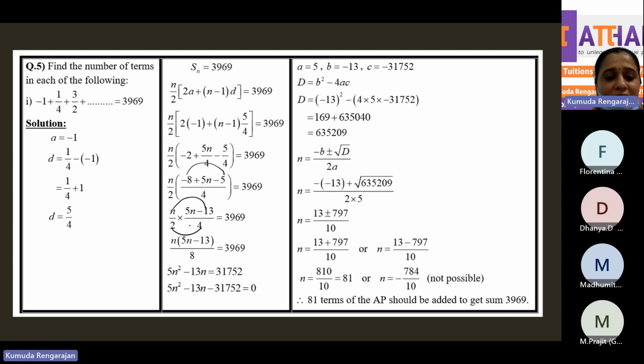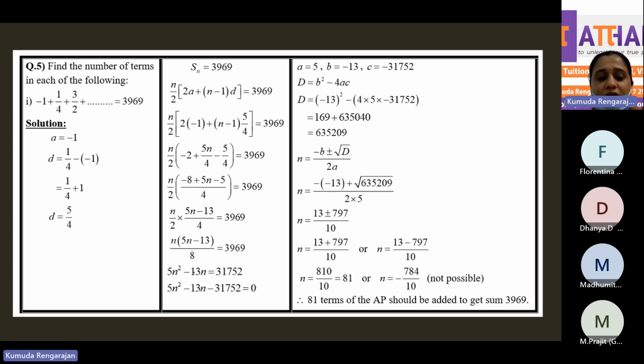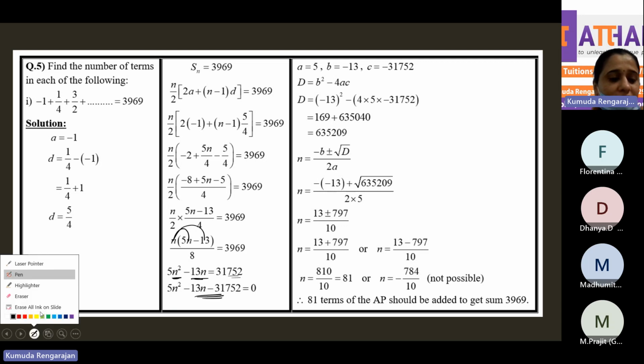Multiply the numerators, multiply the denominators. This into this is what you see here. 2 into 4, 8 is equal to 3969. Cross multiply, you get this. And now here, n into 5n, 5n square, n into minus 13 is minus 13n. So finally, we got this quadratic equation in n.